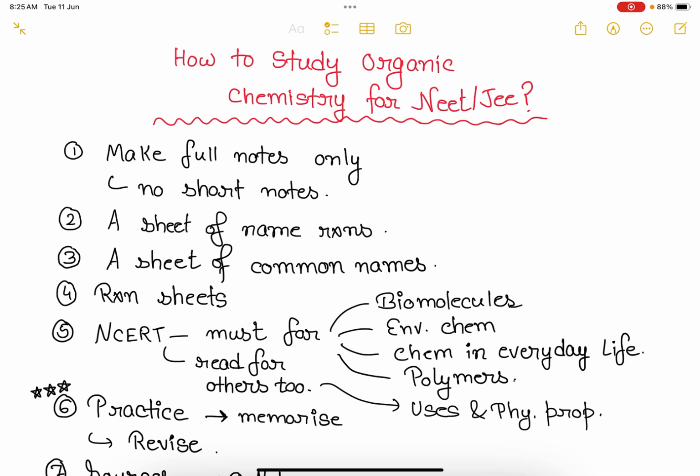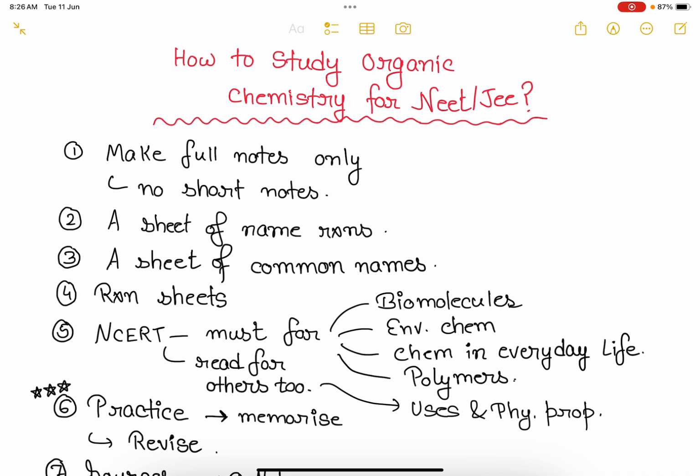Cresol, resorcinol. So like this, you have many common names that you have to memorize, not IUPAC names, but common names. Whenever the lecture is going on, you take a sheet, and on that sheet, whatever common names you get, write them, like squaric acid, pyrimidine, all these things, in a separate page. That will be very helpful, because in organic chemistry, common names are very important.